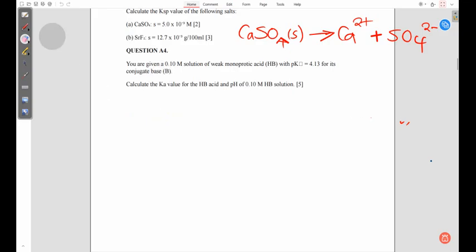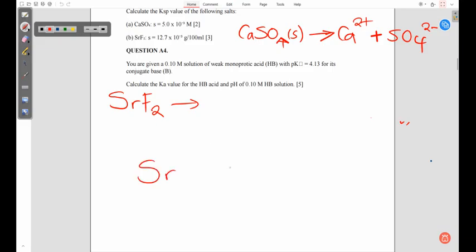Now, feel free to pause the video and try out the second one based on the same concept. So we have that, and then we want to write the dissociation reaction. Pause the video and try it out. One way that you can determine it is by splitting the 2. This is the subscript 2. Since there is nothing on the Sr, it implies there is a 1 there.